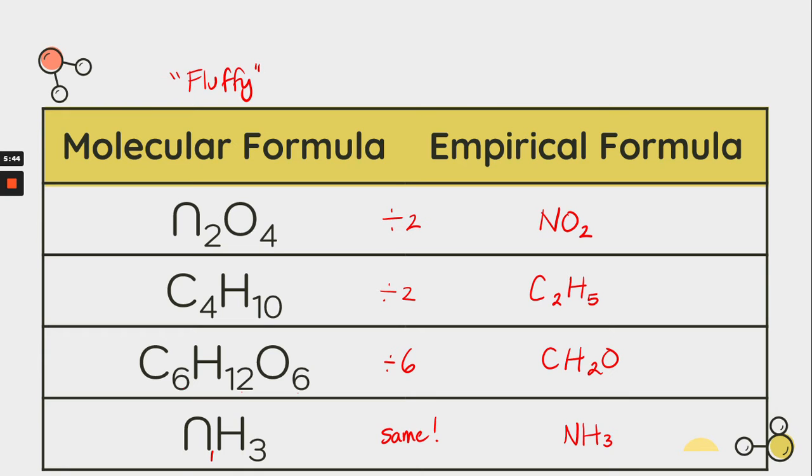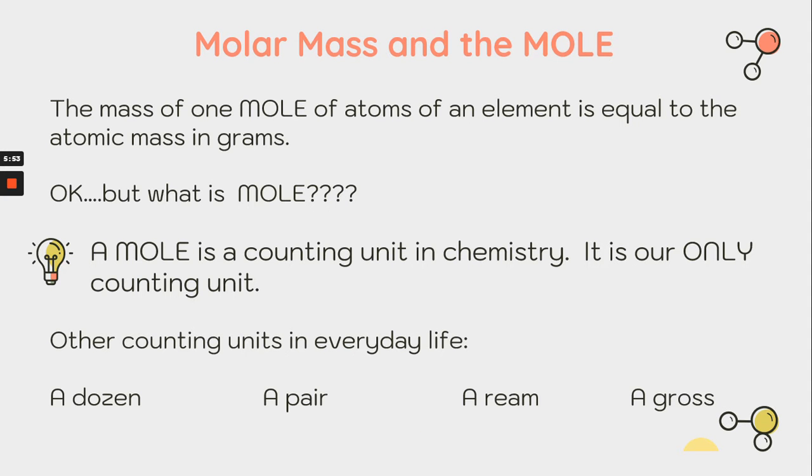Okay. So this is the first thing, is recognizing the difference between empirical and molecular formulas. So they're the types of formulas that we've had all along. We just never called them that. Okay, now we're going to take a little trip off to the side here before we come back to those formulas. So we're going to be talking about molar mass and something called the mole.